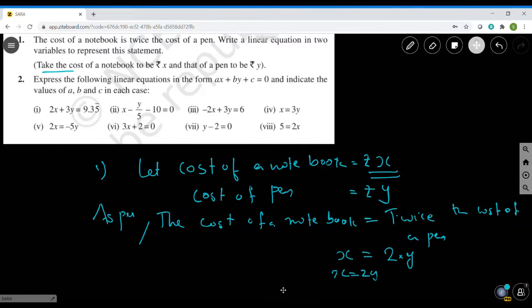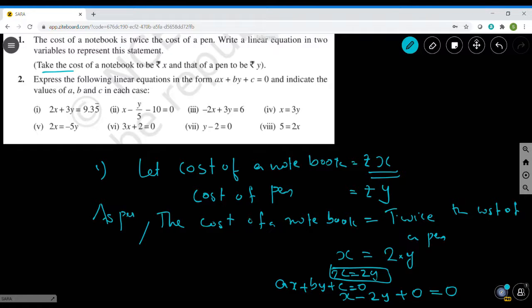Then we have to make it into the general form of a linear equation. All of you know ax plus by plus c equal to 0 is the general form. So when we make this equation into the general form, we will write x minus 2y. We transpose the 2y to the LHS, and instead of c there is nothing, so we can have a 0 which is equal to 0. We represented this situation as a linear equation in two variables: x minus 2y plus 0 equal to 0.